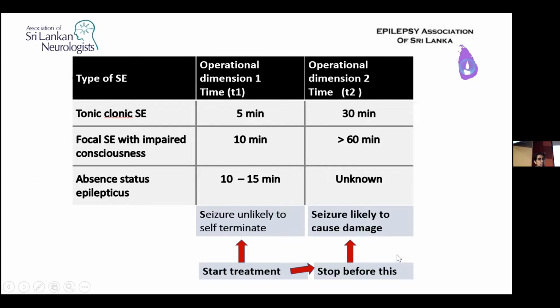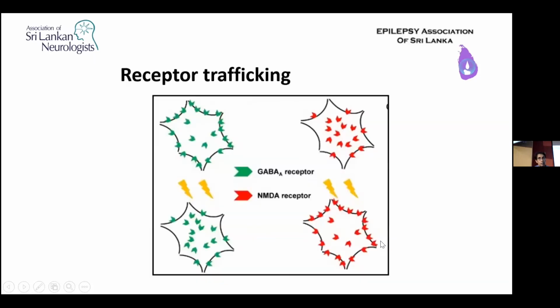For focal status epilepticus and absence status epilepticus, these times are slightly different, but the data is not of good quality at all for those timings. And even for the tonic-clonic status epilepticus, we don't have class 1 data or whatever, but when you move down, this data becomes even more iffy.